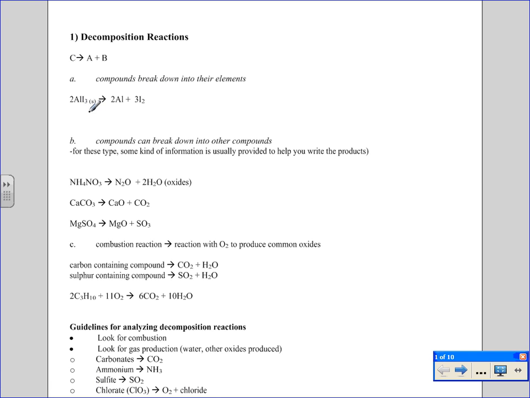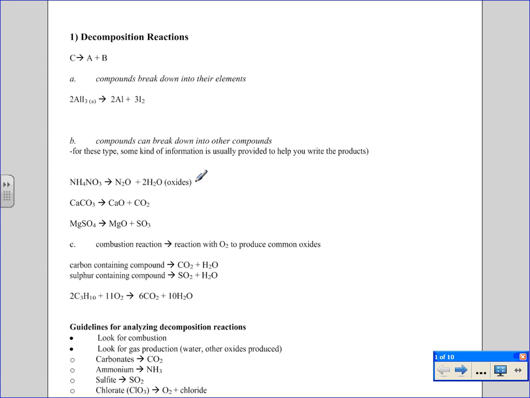So if something's a simple ionic compound, it'll usually break down into its elements. What you want to be aware of here is making sure that the charges are appropriate for your ionic compounds when you're writing them, and you'll want to make sure that you're following Hofbrinkel for any gases that might be produced. Now sometimes compounds will break down into other compounds, and I've fixed the one in your notes and I've also added a couple on here. So if you've got ammonium nitrate, it'll decompose into oxides, N2O and H2O.